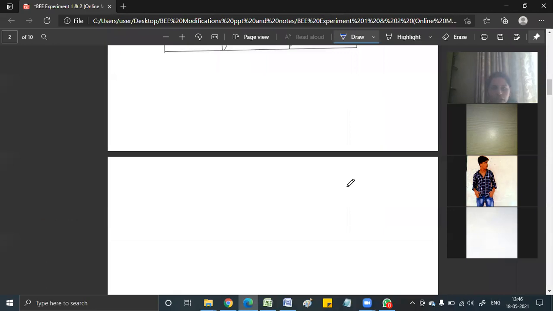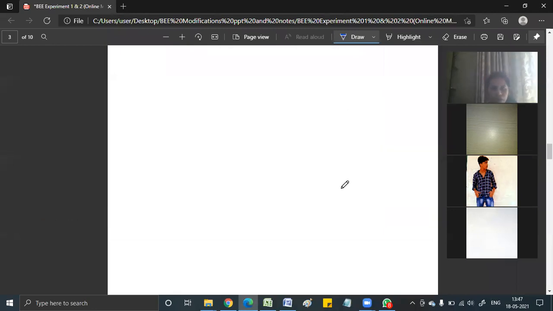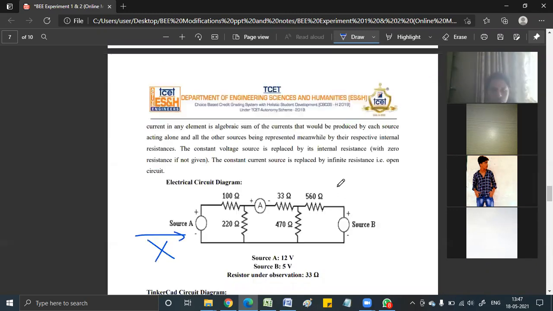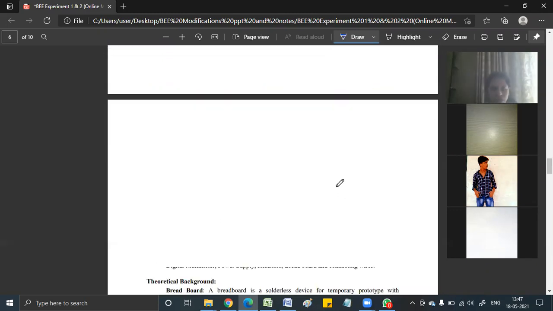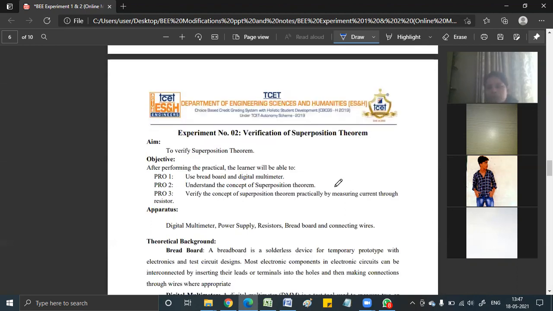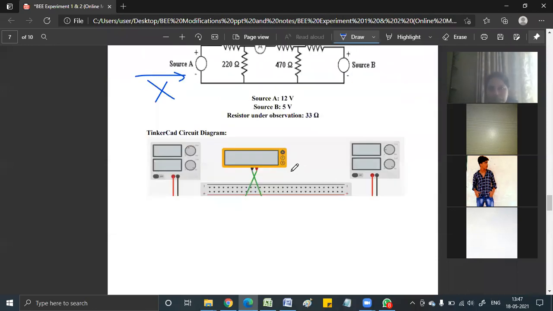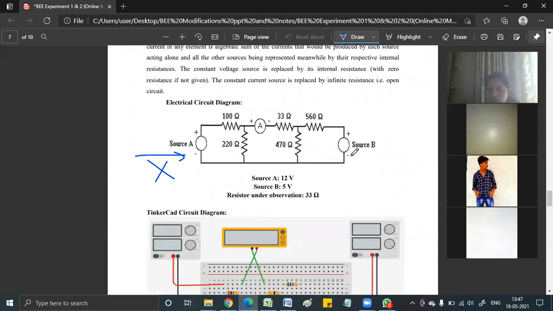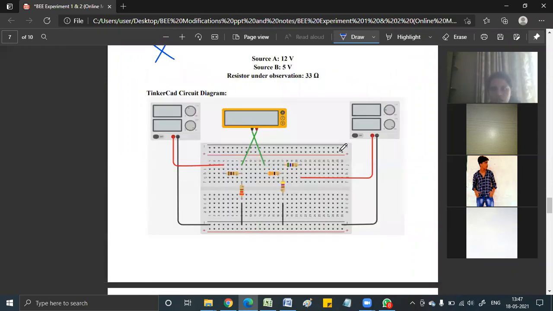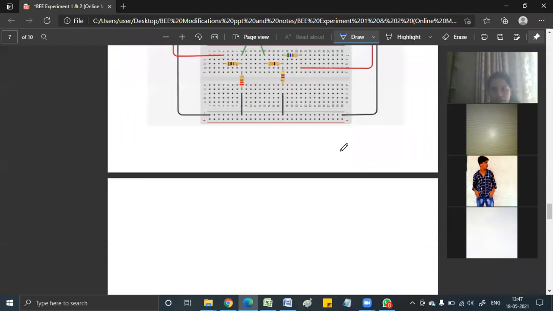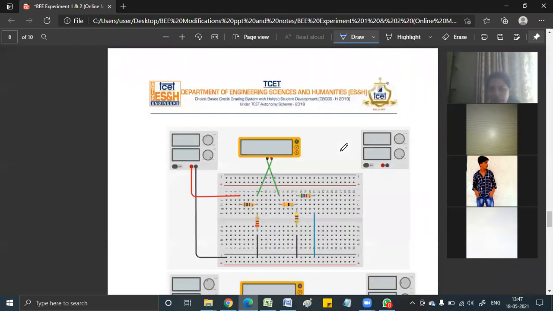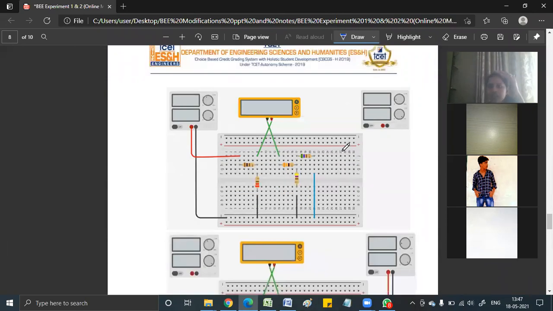If you look at the write-up for your experiment number 2, I'll just show you. Experiment number 2 is verification of superposition theorem. These are the supplies required. This is the circuit that we had taken in the write-up, but this is not the circuit you're going to take. You're going to take the electrical circuit diagram of the first experiment, right? You have your Tinkercad connection that we'll be doing. How many connection types will we have?